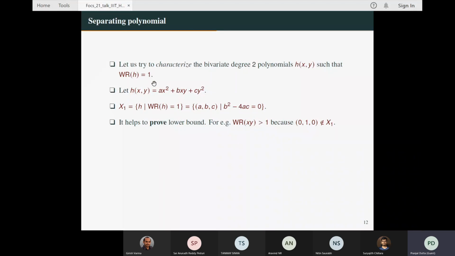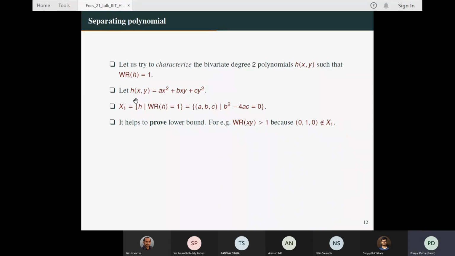I know that if it had Waring rank 1, b square minus 4ac has to be 0. But this xy is what? 0 times x square, 1 times xy, 0 times y square. So 0, 1, 0. I'm saying that 0, 1, 0 is not in X1 because 1 square minus 4 times 0 is non-zero. So it cannot be in X1. So this is another way to prove a lower bound.